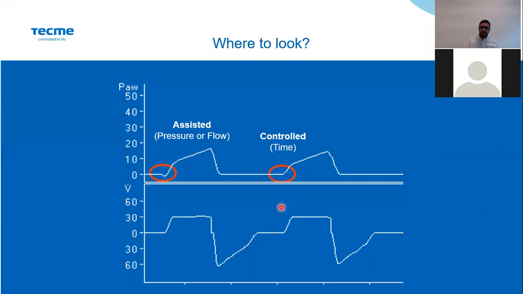On the other hand, here we have a controlled ventilation. Here you cannot see that the baseline is going down. We see that this baseline is constant and it starts here, the inspiration. So here it's triggered by time, not by the patient. So the ventilatory mode is a controlled ventilatory mode.